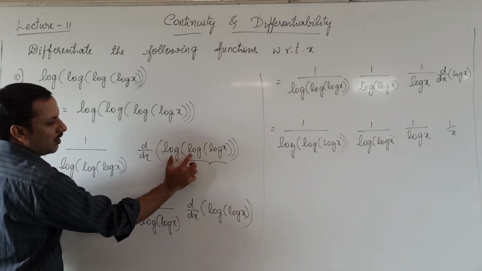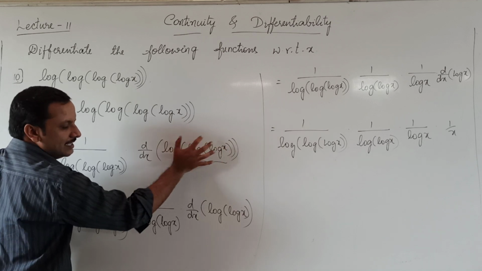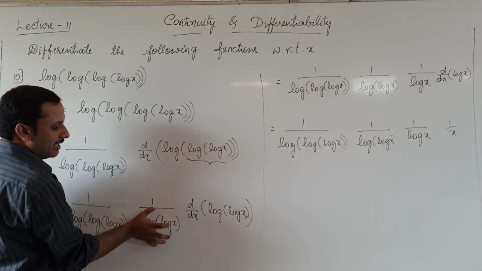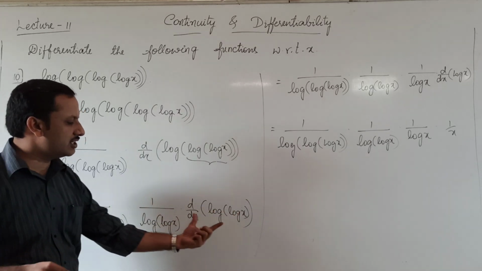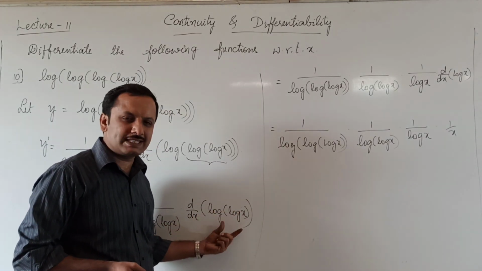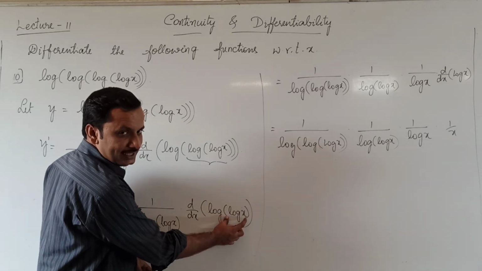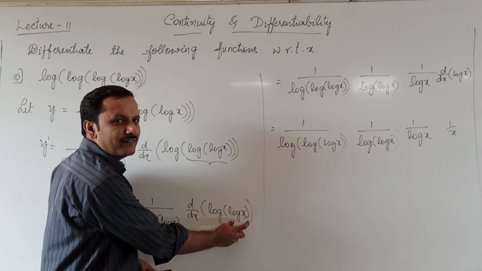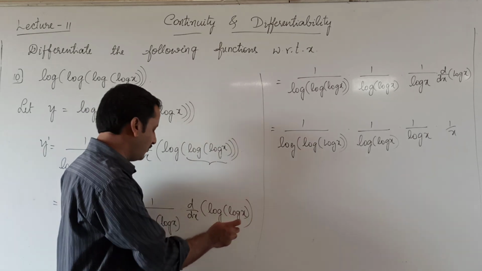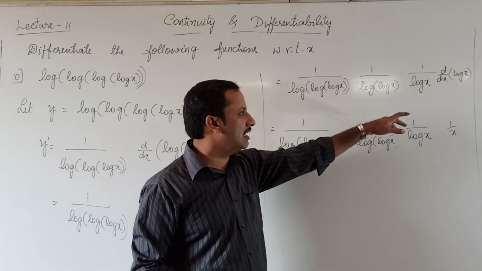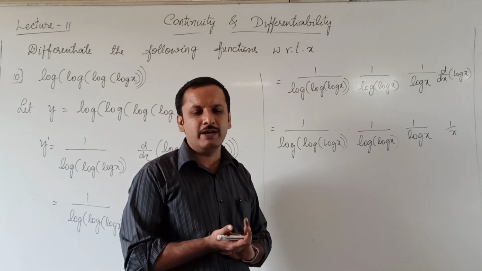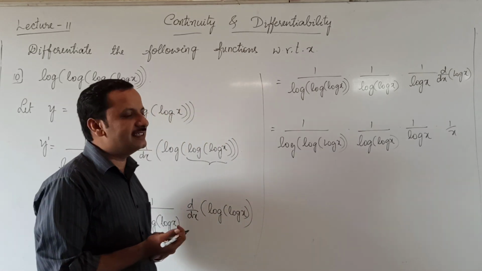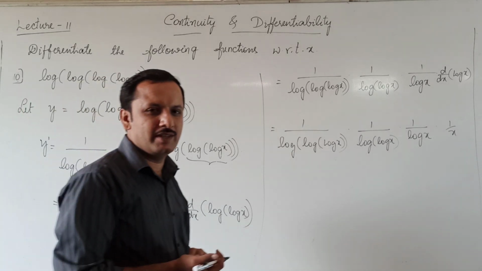Okay, derivative of log x. So we treated this as x. The derivative of log x is 1 by x into the derivative of this factor. Now I am differentiating this: the derivative of log x, treating this as x, is 1 by x. So the derivative is 1 by log x into the derivative of log x, which is 1 by x. Okay. Now you must have understood why this is called the chain rule.